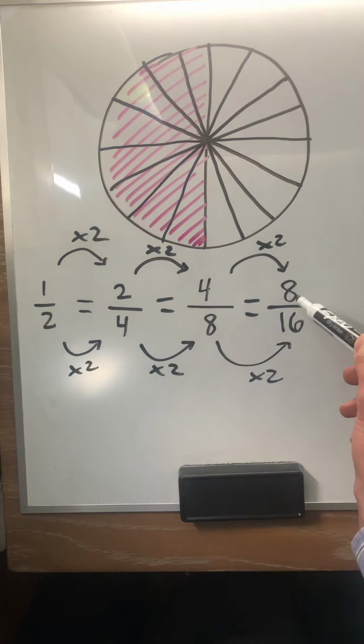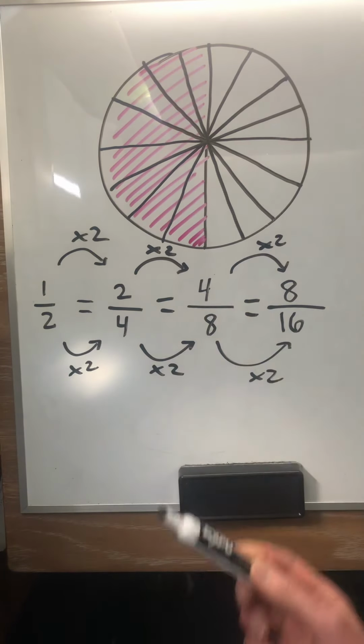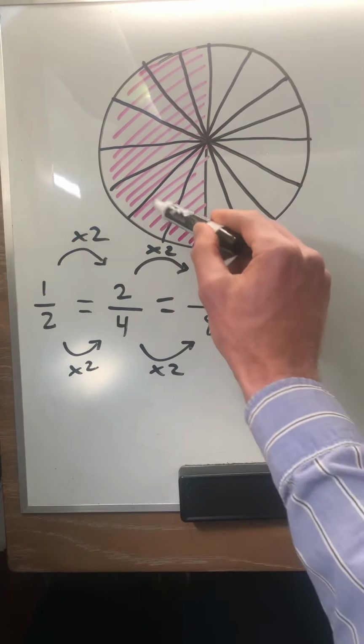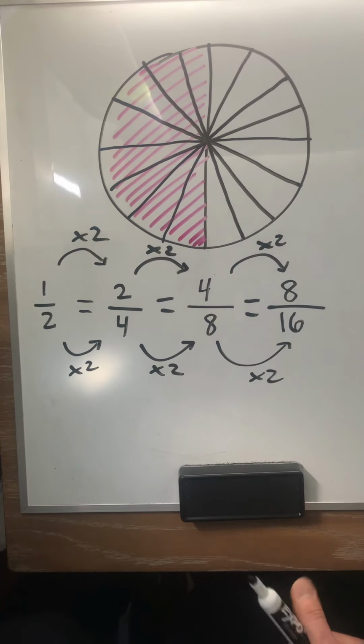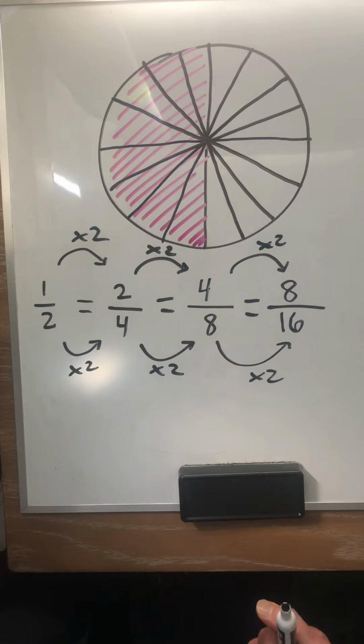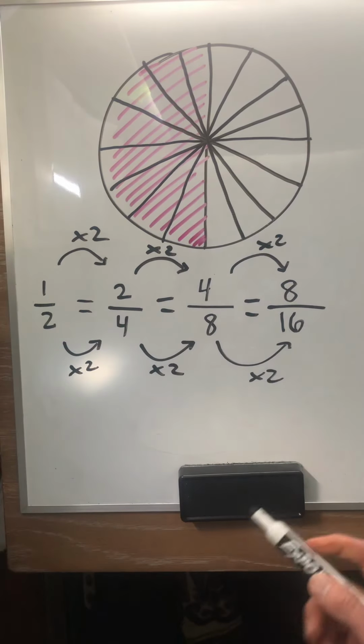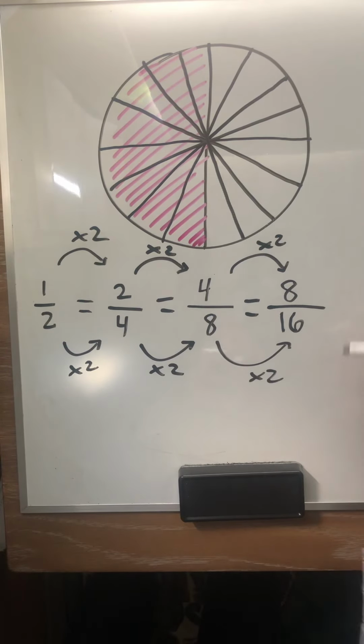But as long as I still have 8 pieces, I still have half the pizza, or the pie. Let's see, 1, 2, 3, 4, 5, 6, 7, 8. Yep. So I have the same amount of pie. So that can just happen forever, you guys. There's no end to this.